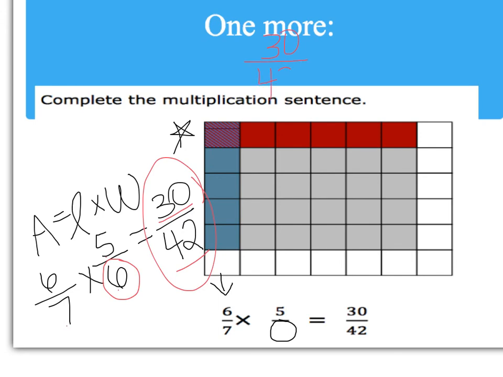30 over 42, this is a little bonus here. Both of these numbers can be divided by 2. 30 divided by 2 is 15, and 42 divided by 2 is 21.